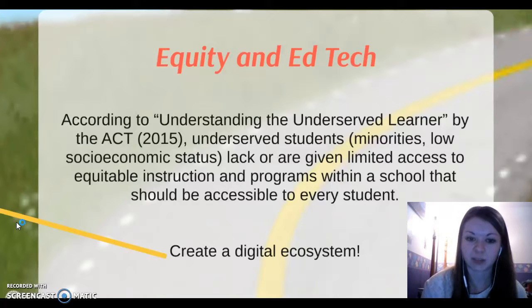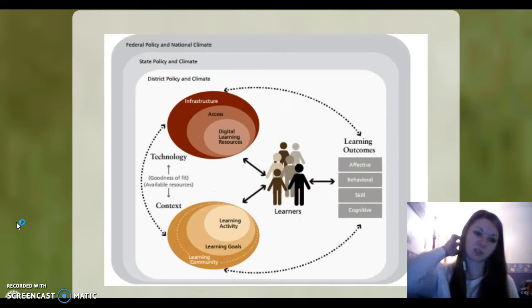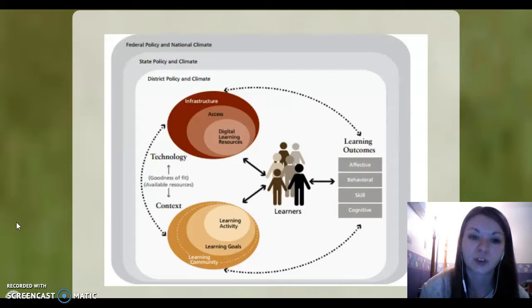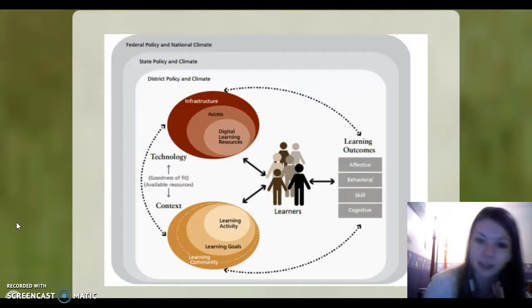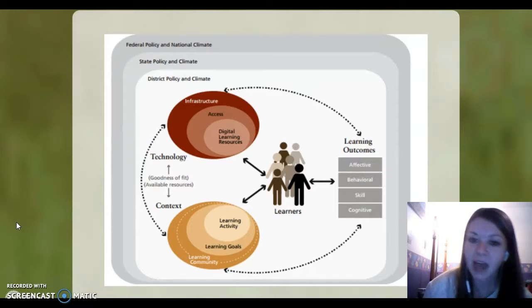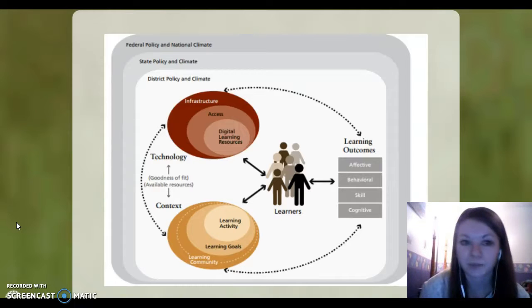And the article talks about something called a digital ecosystem, which is right here. This is actually the Digital Ecosystem 2.0. And it just says that these underserved learners will thrive when using technology if they have equal or quality access, quality resources, which is in this red bubble right here. And then that also goes along with having clear learning goals set for them and having a positive learning community. And then that all circles around to the learning outcomes. So what they're going to learn.